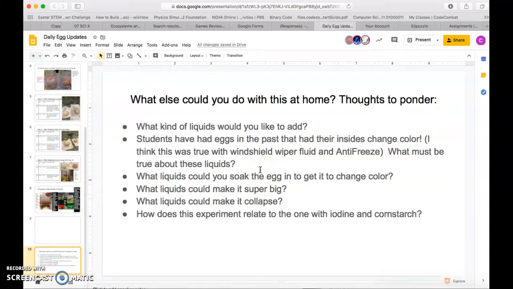In the past, I've let students choose what liquids they wanted to add to their lab group's eggs. And so we've had anything from Windex to antifreeze, and some of our liquids have gone inside the egg and actually dyed the insides of the egg different colors. So I want you to think about that. What kind of liquids would those have to be to end up on the inside of the egg? And then what liquids could you use maybe in your own kitchen that would get it to change color? What liquids could you use to make it super big? Or what liquids could you use to make it collapse? And how in the world does this experiment relate to that cornstarch and iodine experiment we talked about at the beginning? So think about these things.